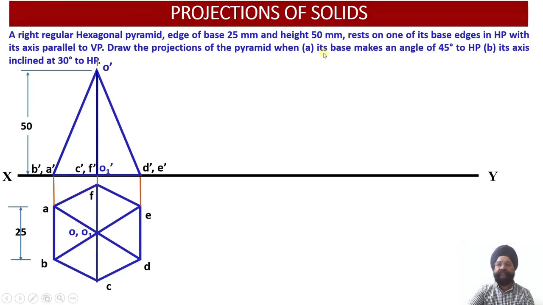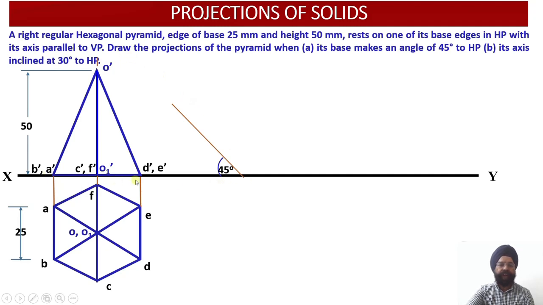Now we are provided with the data, that is, the base is making an angle of 45 degree with respect to the horizontal plane. So this triangular front view that we have obtained in the first step has to be rotated at an angle of 45 degree. That is, it will be inclined in this way. So let us see in which way we are going to incline it. Whichever way we incline, either this way or this way, towards right or towards the left, it will be resting on the edge of the base on the horizontal plane. So we have tilted it towards the right side over here.